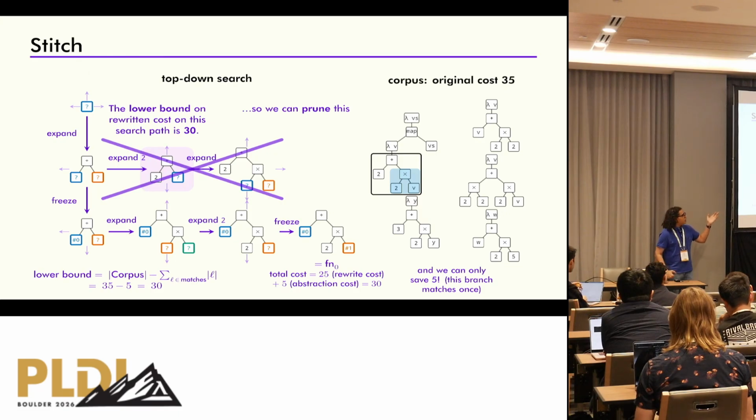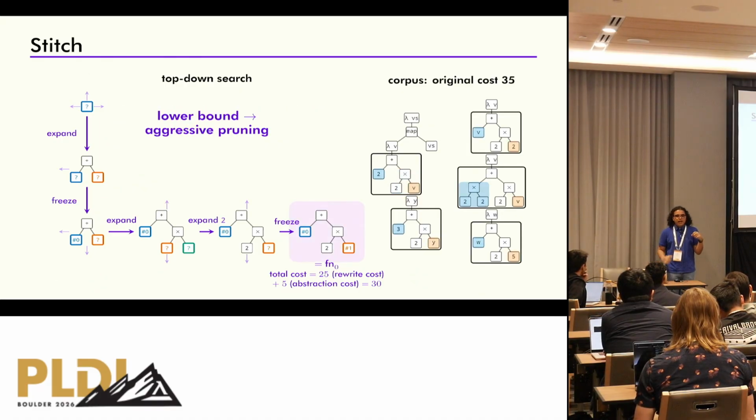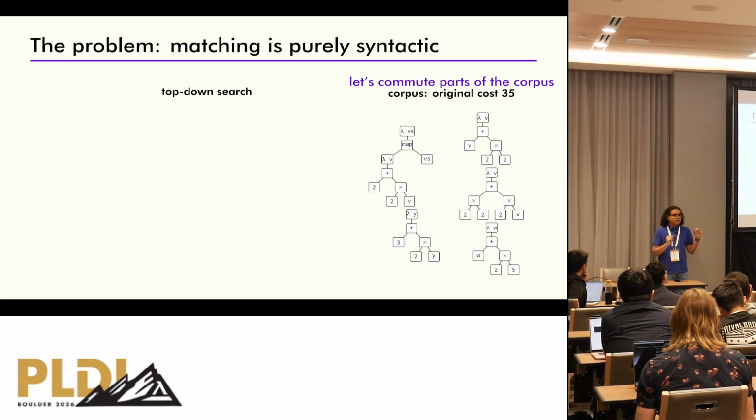And in general, the lower bound here is just the corpus size minus the size at each match location of the tree at that location. And in general, what we find is that lower bound means aggressive pruning. So this is the secret sauce that makes Stitch work. But there is a problem with Stitch.